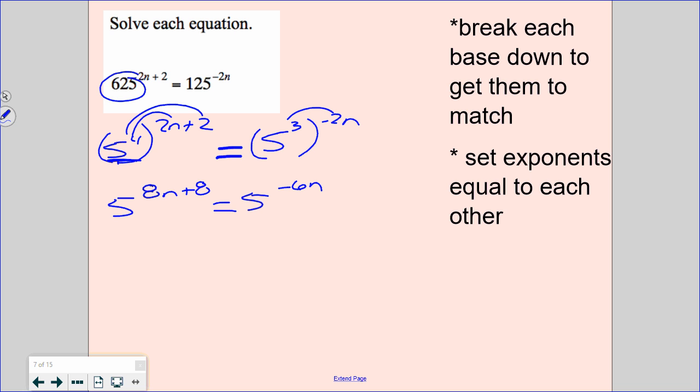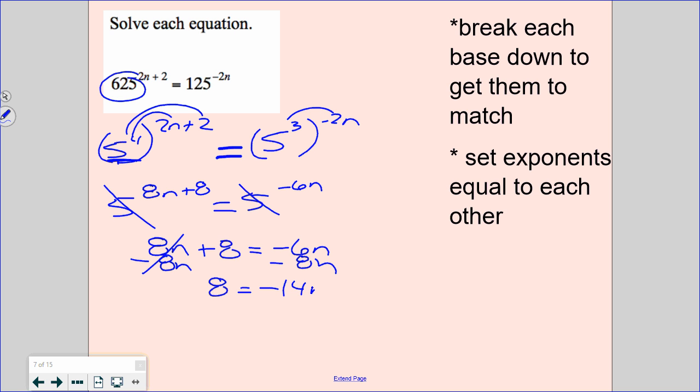Are my bases the same? Yes, so they drop. So I have 8n plus 8 equals negative 6n. I want to get all my n's on the same side, so I'm going to subtract 8n from each side. 8 equals negative 14n. Divide by negative 14. Can I simplify those two? Simplify by 2, the negative goes where? So it's negative 4 over 7.